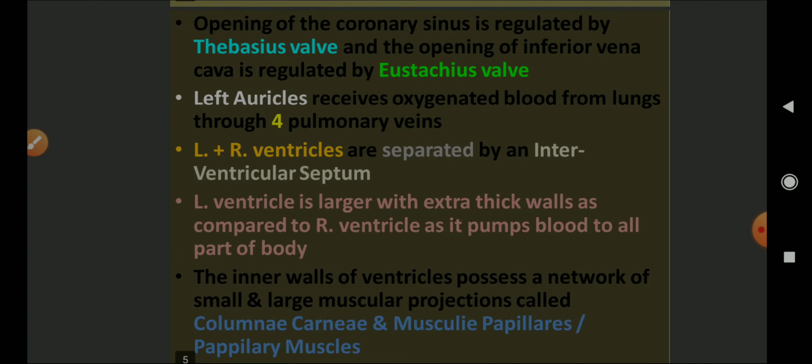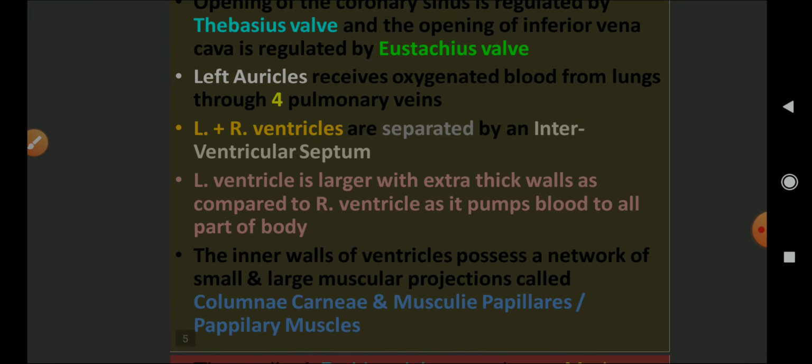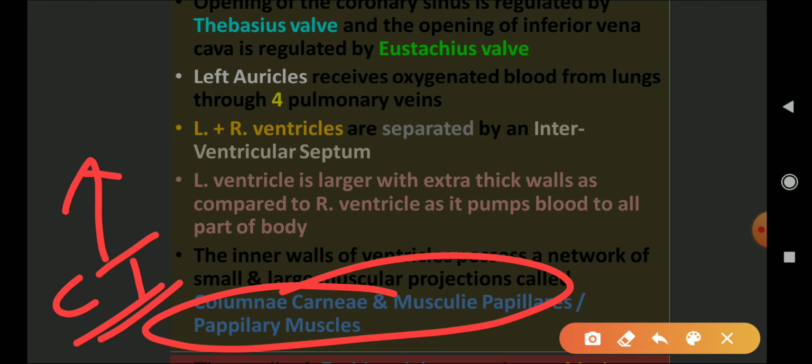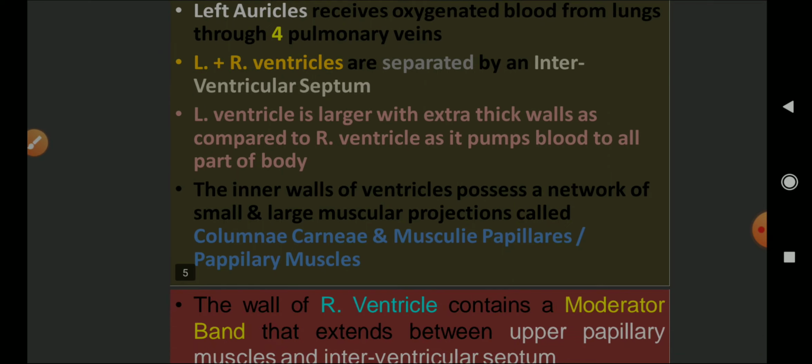The inner wall of the ventricle possesses a network of small and large muscular projections called columnae carneae and musculi papillares, or you can say papillary muscles. This is a 1 mark question because they hold the fibrous tissues known as chordae tendineae. The chordae tendineae check the opening of AV valves. So this is a 1 mark question. You have to be very careful. I'll come to that point once I come to the slide.